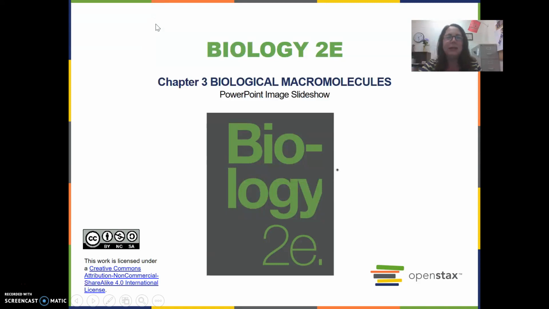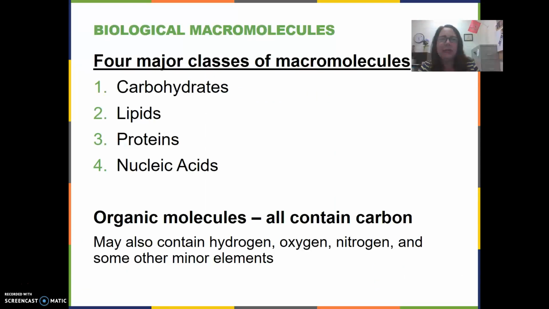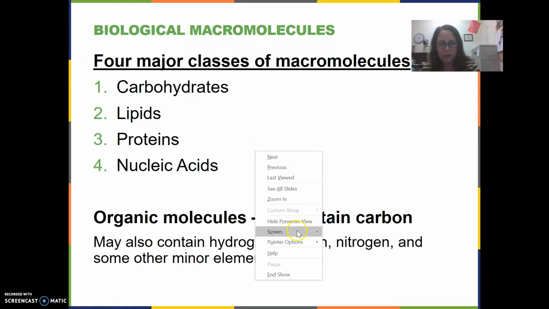All right, chapter 3 is our last chapter on basic chemistry, but it's going to focus on the macromolecules, like we mentioned in chapter 2. Chapter 2 was more basic chemistry background information that you need, and then chapter 3 will focus on the molecules of living things. Sometimes it's called biochemistry, but we're going to focus on the 4 major classes of macromolecules.